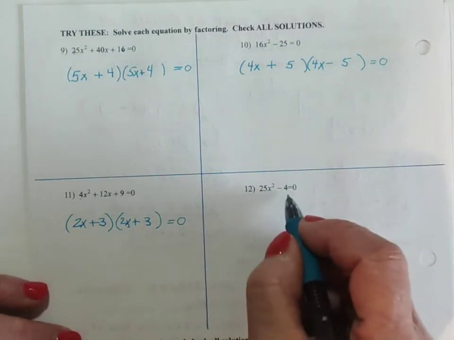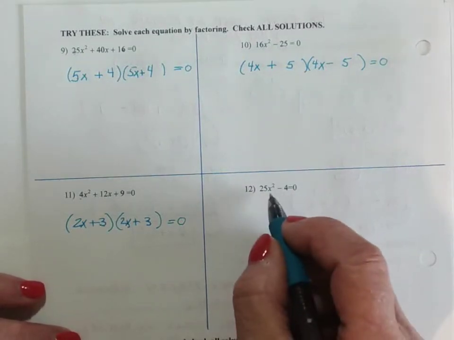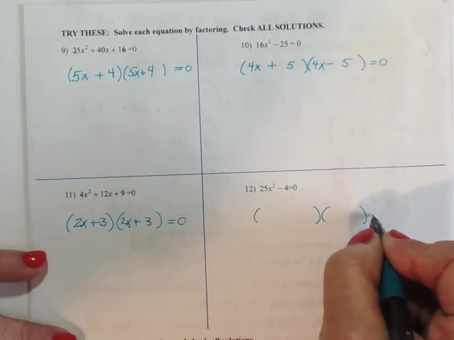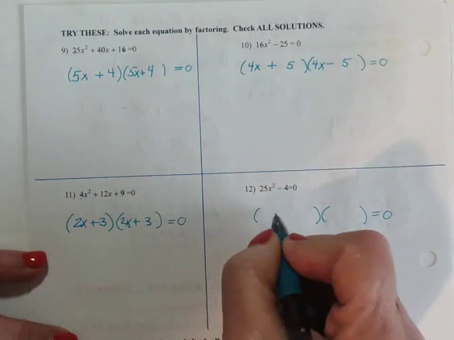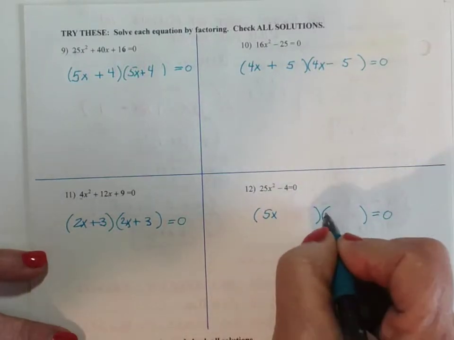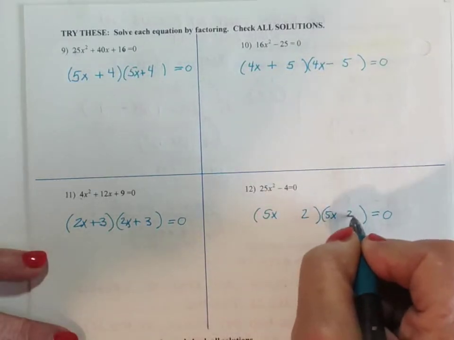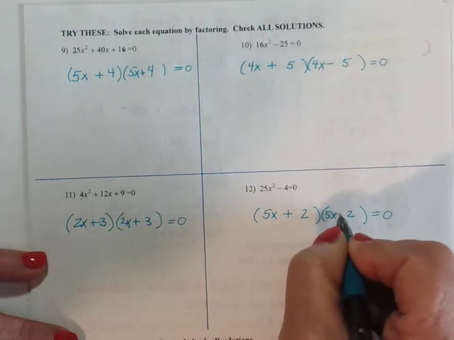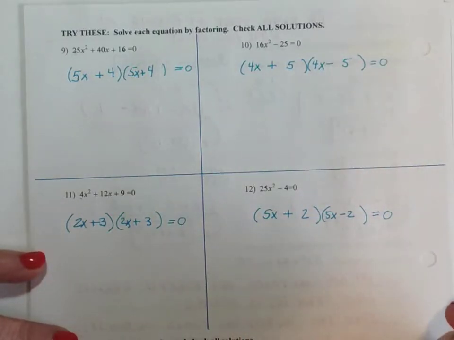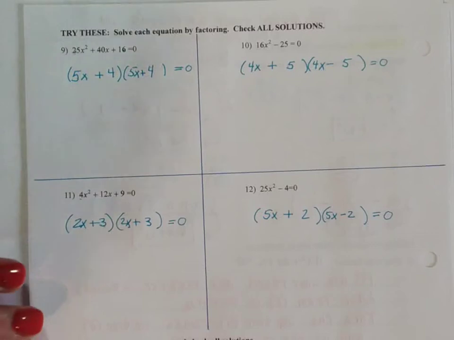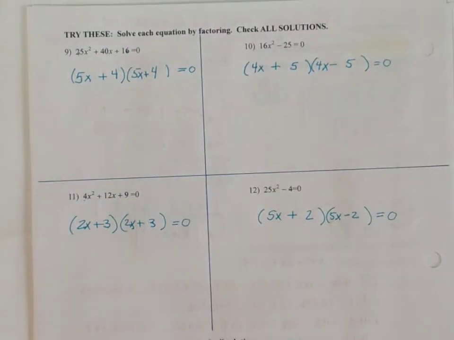And here, it's two terms. They're perfect squares separated by a negative. Okay, so I'm going to get 5x, 25x squared. 2 times 2 is 4. I've got a plus and a minus. All right, so that is factored. So hopefully you got these answers factored. Now we're going to go and solve them.